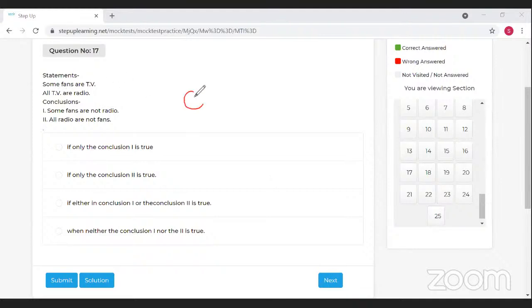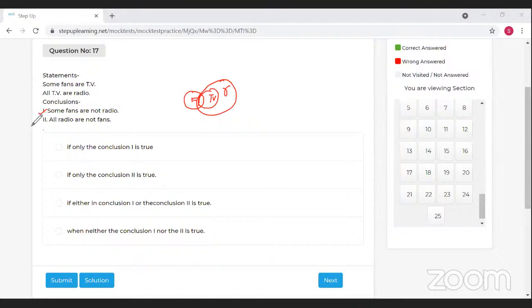Some fans are TV, and then they're saying all TV are radios. So now they're saying some fans are not radios. Yes, some fans are not radios. It could be TV or it could be other things. So for me, this is correct.